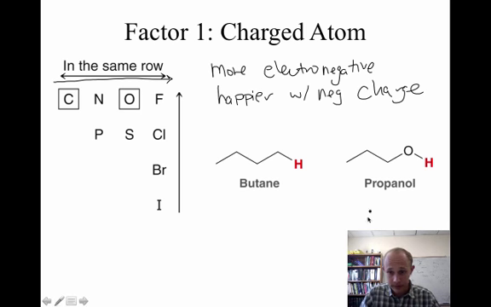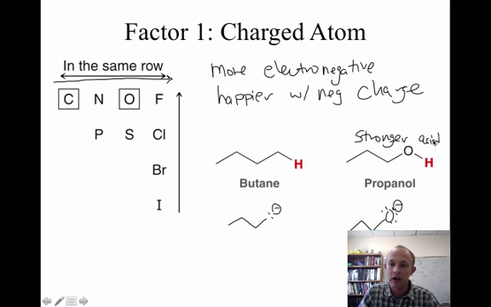So if we have this conjugate base here, we have a negative charge on oxygen versus a negative charge on carbon, right? This guy's going to be more stable, right? Because we have the negative charge on the more electronegative atom, oxygen. So this would be the stronger acid. This would be the weaker acid.